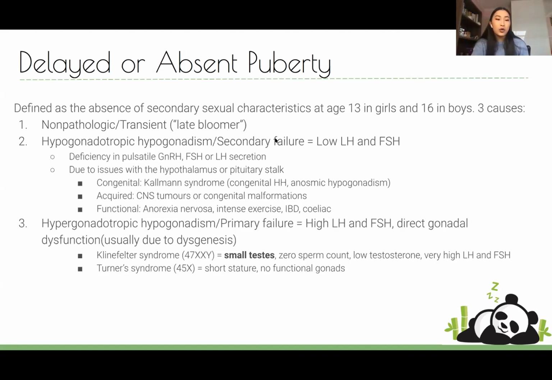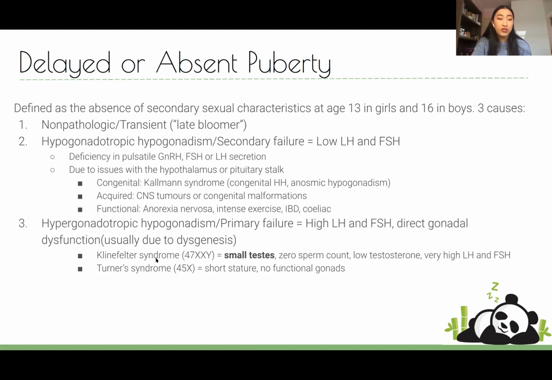In terms of hypogonadotropic, you're looking at pathologies of the hypothalamus and pituitary stalk. So they can be divided into congenital, acquired, and functional. Remember, your hypothalamus is going to be that systemic functional issue where you've got intense stresses, not enough food, malnutrition, intense exercise, things like that. Whereas your pituitary stalk, you're more thinking CNS tumors, so pituitary tumors, or congenital malformations, or Kallmann syndrome, which we'll talk about as well.